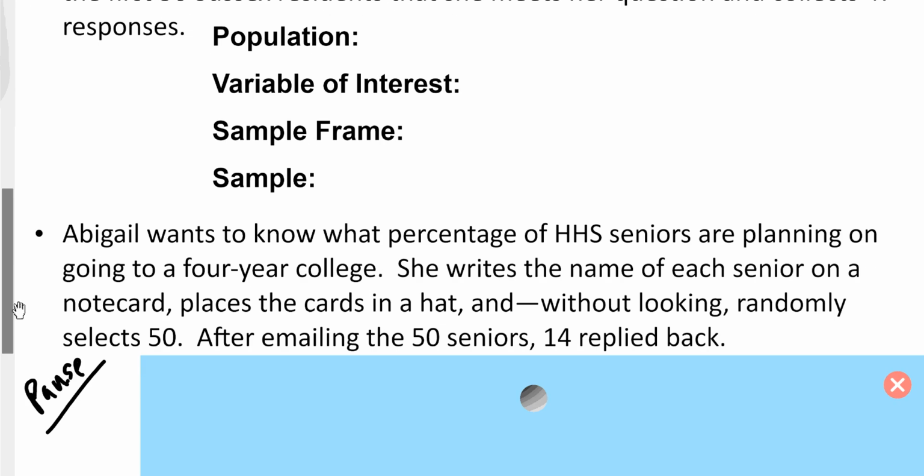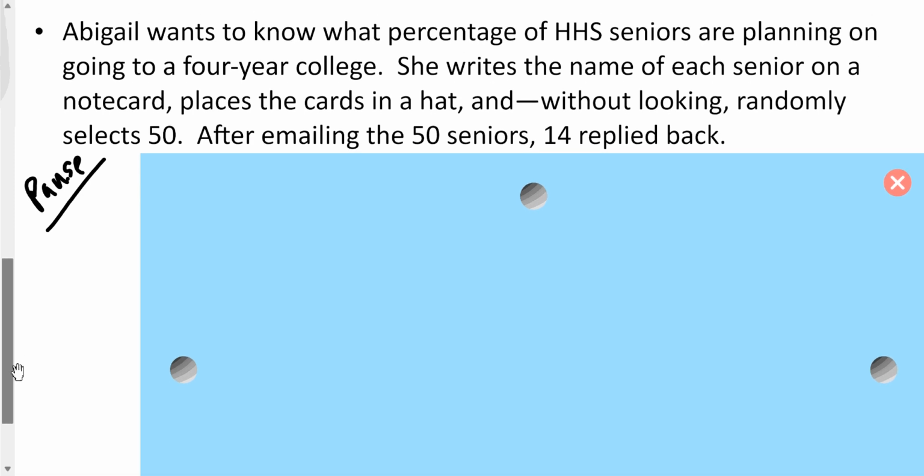I'd like you to look at this second example, and you can pause it and answer those questions on your own. Again, what is the population, the sampling frame, the sample, and the variable of interest. It says Abigail wants to know what percentage of Hamilton High School seniors are planning on going to a four-year college. She writes the name of each senior on a note card, places the cards in a hat, and without looking, randomly selects 50. After emailing 50 seniors, 14 replied. So what are each of those four things in this problem? Pause it and try it.